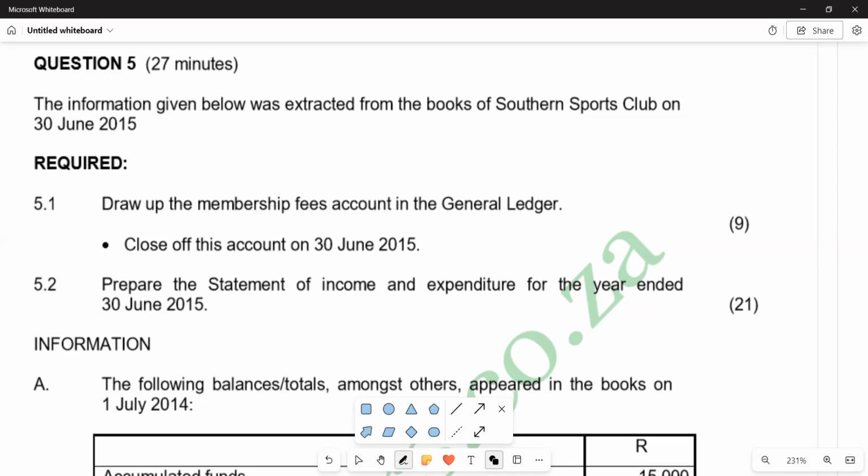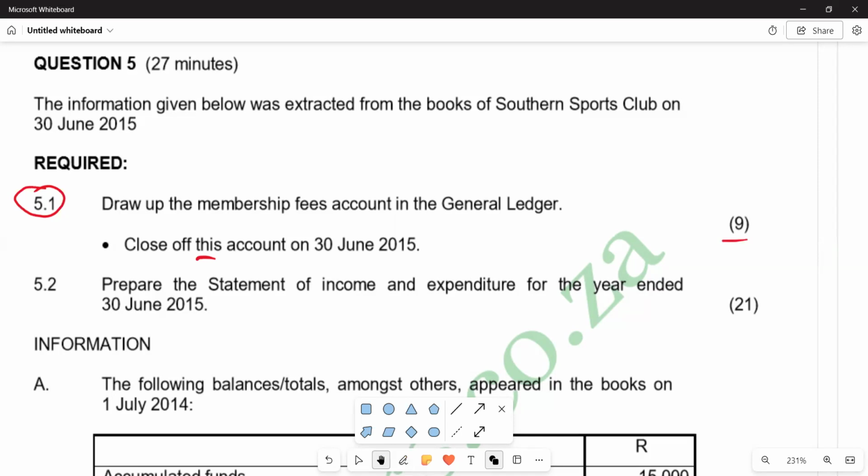So this is the question that we have, and the question reads: the information given below was extracted from the books of Southern Sports Club on 30 June 2015. On the required part, we are only going to concentrate on the first part, which is the preparation of the membership fees account. It reads: draw up the membership fees account in the general ledger. The first point says close off this account on 30 June 2015. So basically what it means is we are going to balance it after making the entries. Then this question has got 9 marks.